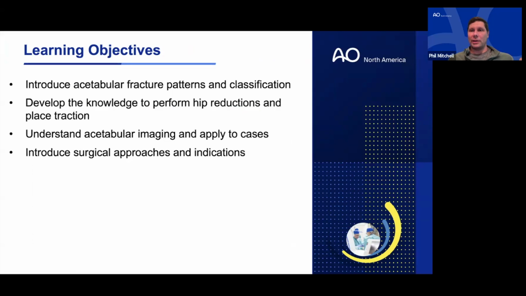Secondly, how to perform a hip reduction and then placing traction and what the indications of that may be. And then what are some of the pearls about when to do it and when not to do it. And then thirdly, looking at acetabular imaging, understanding what you're seeing and applying it to cases. Lastly, some introduction to surgical approaches and when you want to do surgery and maybe when you don't want to do surgery. So a lot to cover. We've got 7 excellent cases that'll get us there.